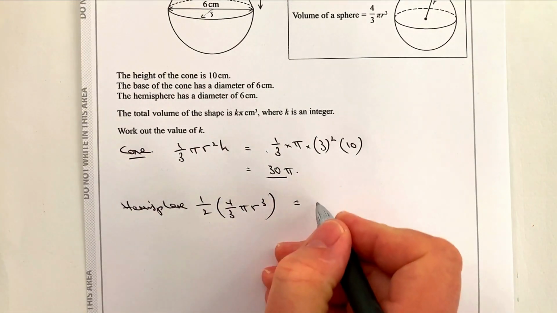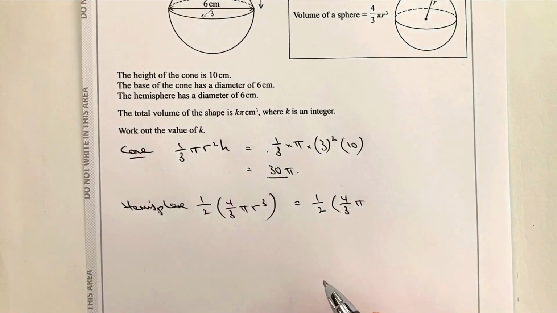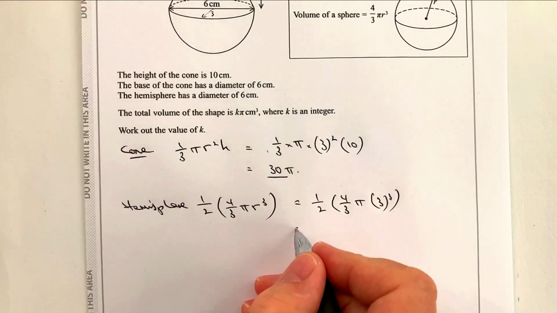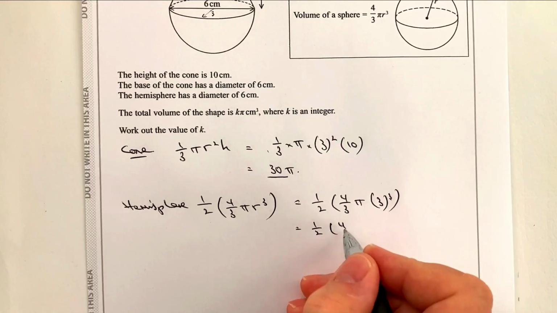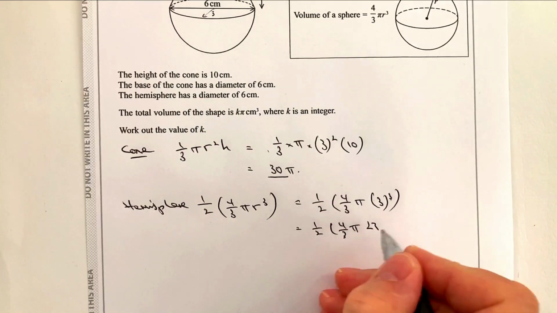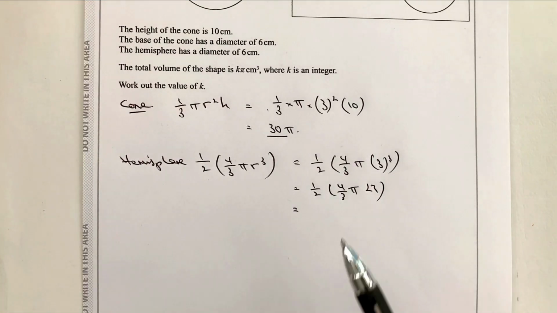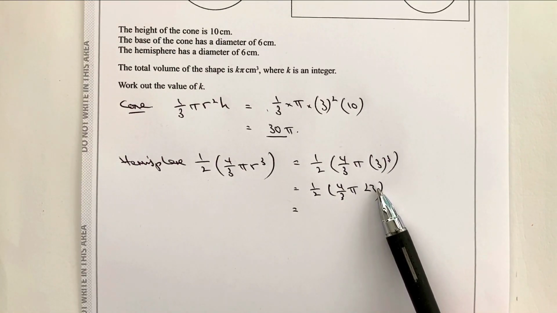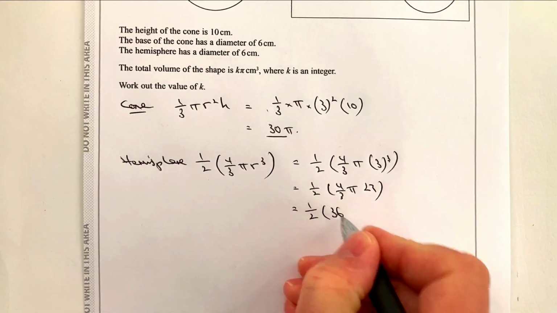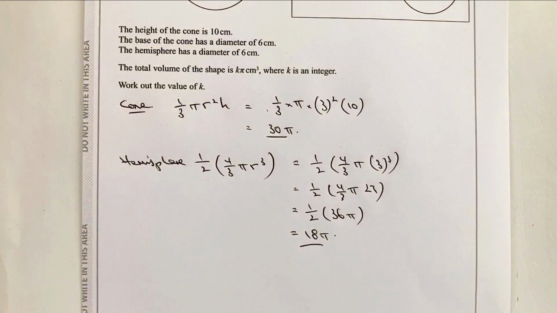So let's have a look at how that works. I've got a half times 4 over 3 times pi, and the radius again is 3, but this time it's going to be 3 cubed. So a half times 4 over 3 times pi, and 3 cubed is going to be 27. Let's look at what goes on inside the brackets, just the calculation itself. So 3 into 27 is 9, and 9 times 4 is 36. So it becomes a half of 36 pi, which is going to be 18 pi. And that's the volume of the hemisphere.